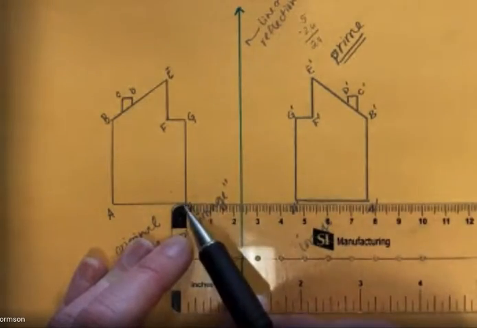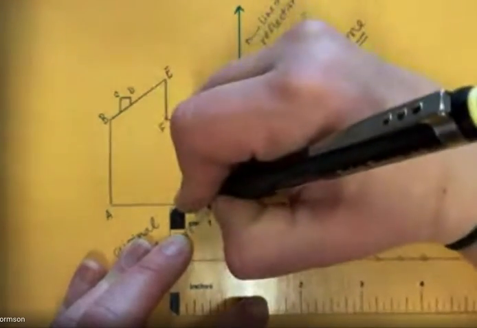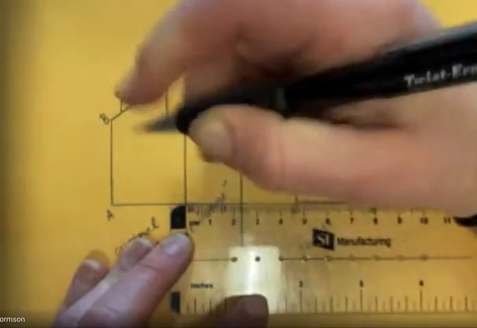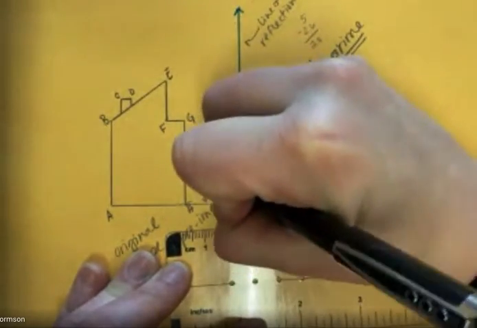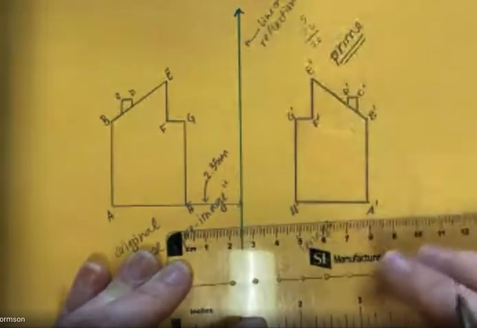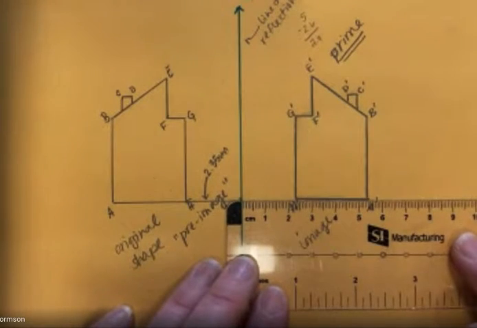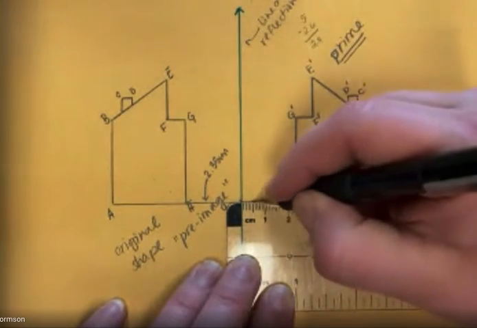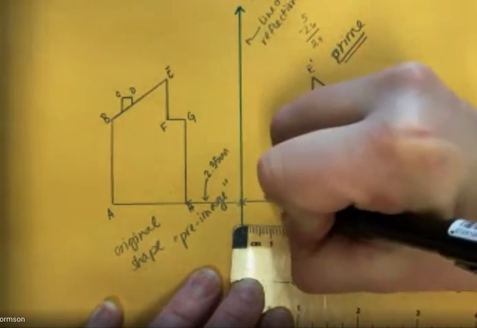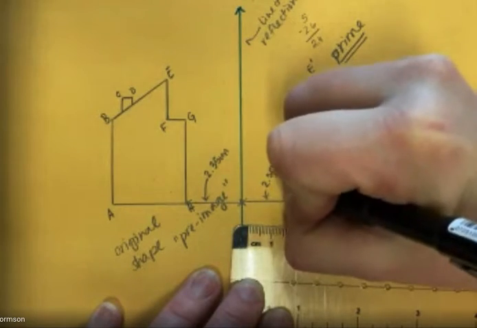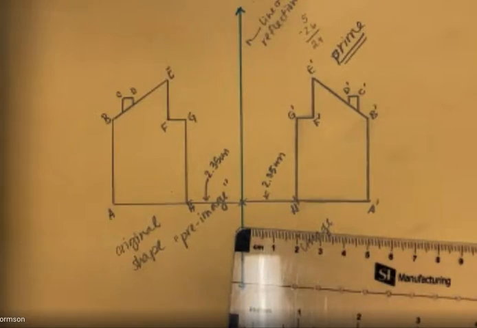So from H to this line of reflection, it looks like I'm at about 2.3, 2.4 centimeters. It's like 2.35. So this distance here is 2.35, I'll say, centimeters. And then this distance should also be the same from the line of reflection to the corresponding point, which it is. It's about 2.35 centimeters.